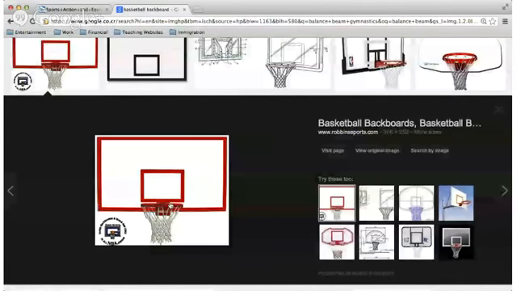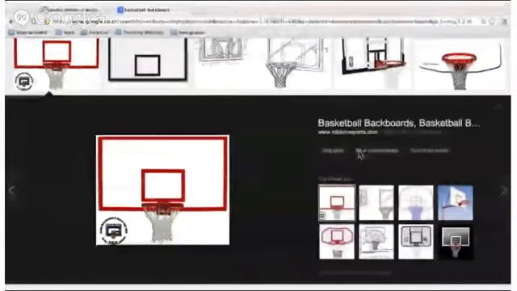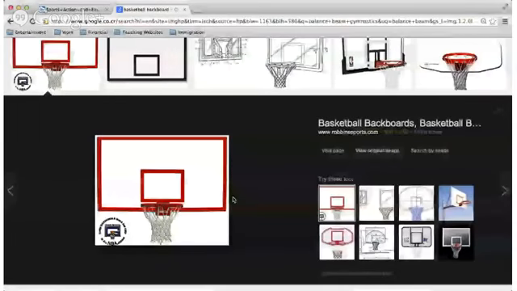This here is called the rim. Okay, so the metal part right here, that is the rim. It would also be called the hoop. But it is the rim. And then this that's hanging down, this is the net, the net.